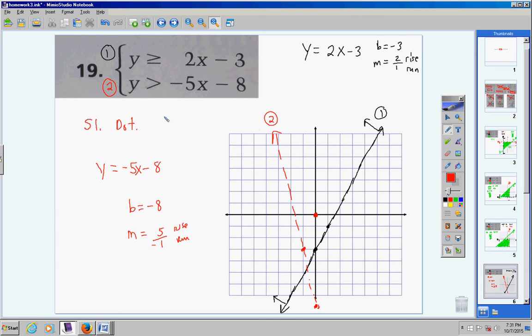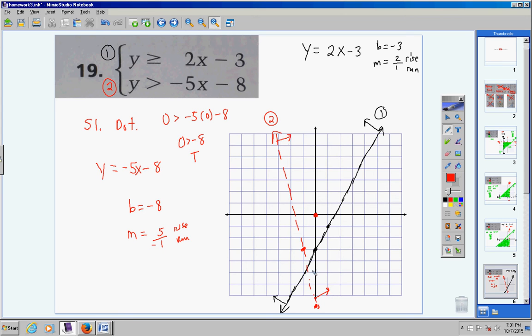So where the y is, I'm going to put a 0. Where the x is, I'm going to put a 0. 5 times 0 is 0, 0 minus 8 is negative 8. 0 is greater than negative 8. That's true. So we're going to shade toward 0, 0.